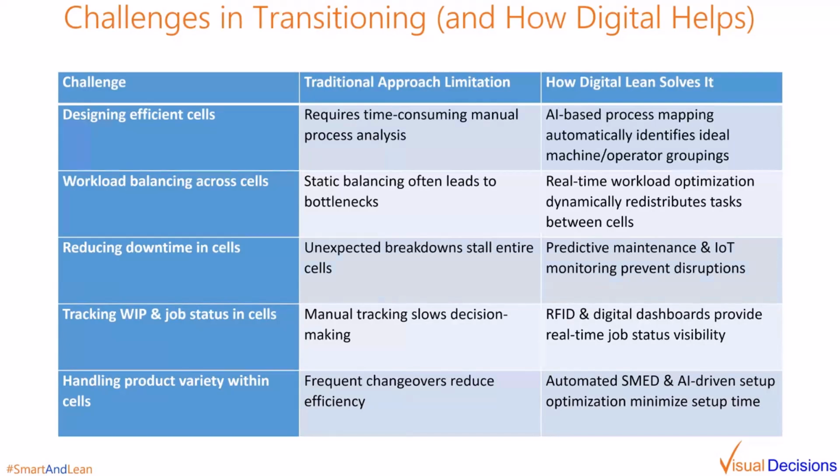Successfully implementing cells in challenging environments requires real-time data, predictive analytics, and AI-driven optimization. Digital Lean provides those necessary capabilities to support that transition, ensuring that cellular layouts are not only well designed, but also dynamically managed for optimal performance.